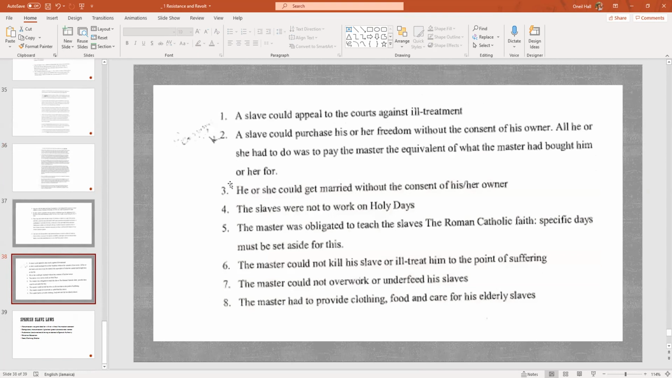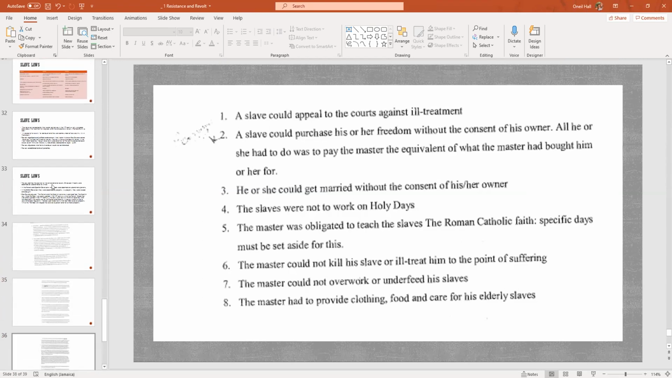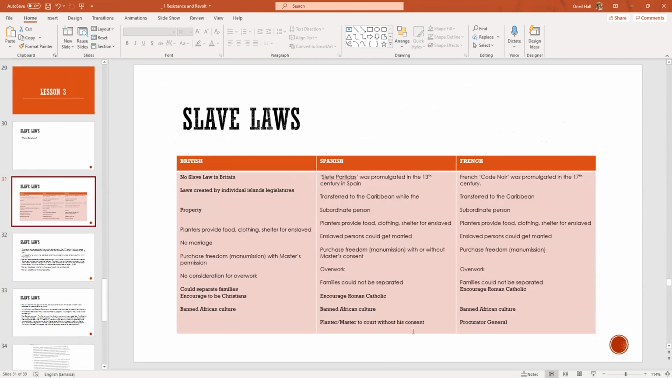A slave could appeal to the courts against ill treatment. Very good. So the Spanish, you could go to the court.